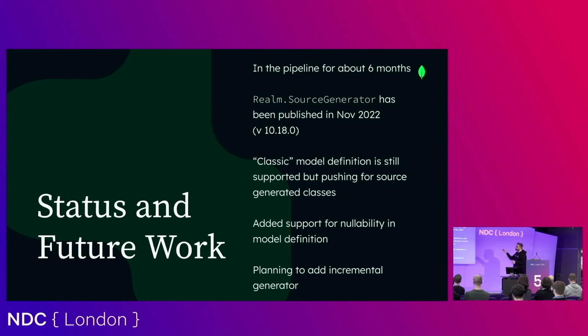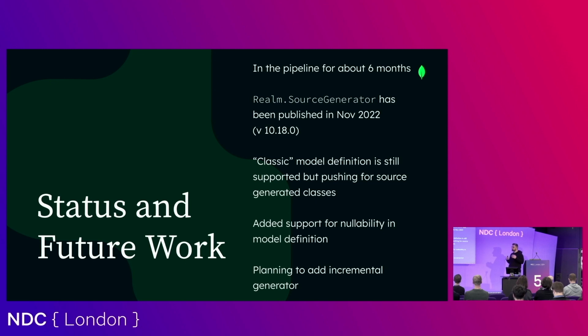And by the way, in the beginning, the Realm source generator was a separate package that was getting picked up when you were getting Realm. Now instead, it's inside Realm. And so the classic model definition, the one with weaving with the base class, is still supported if you want to use it. But we are really pushing developers to adopt the new source generated classes.